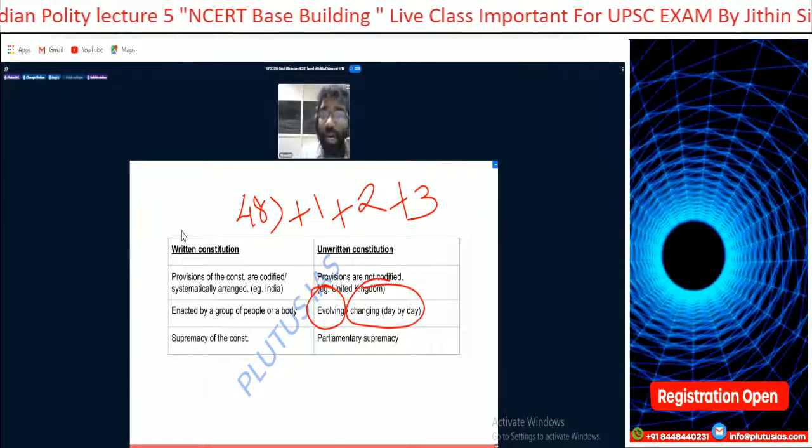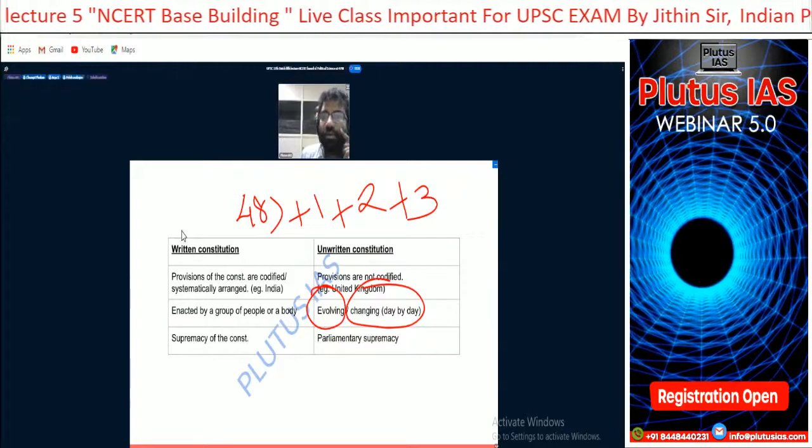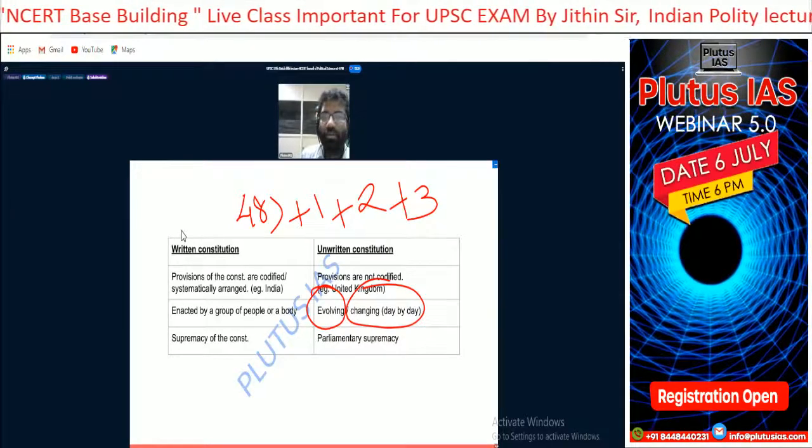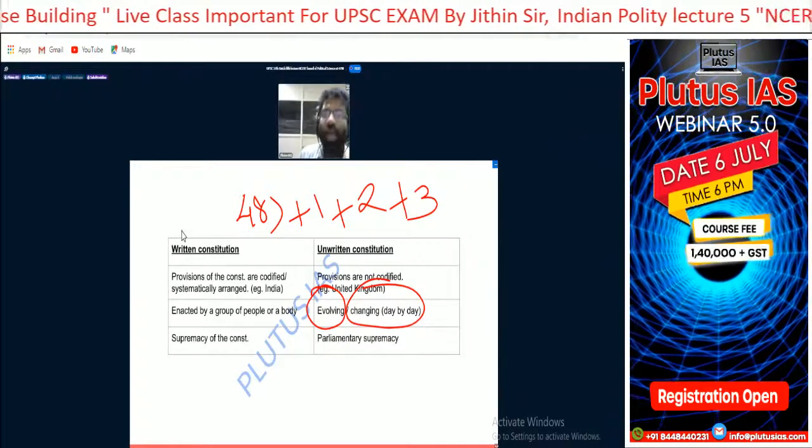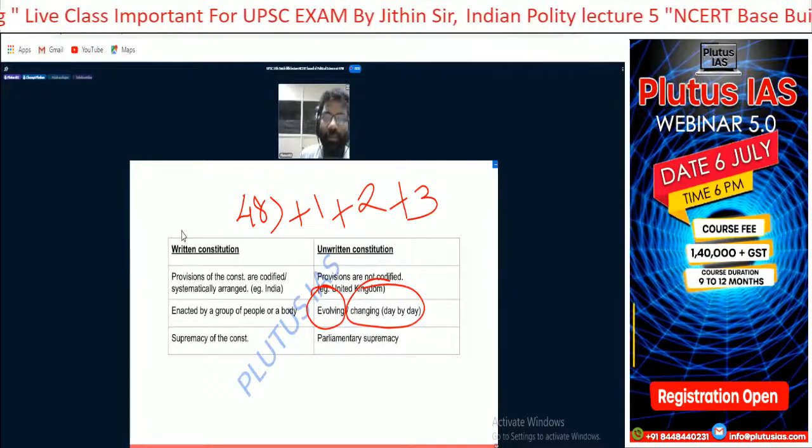Now, the third point. Sir, I have a doubt. Who enacted the unwritten constitution? I'm coming to it. I'm coming to it.